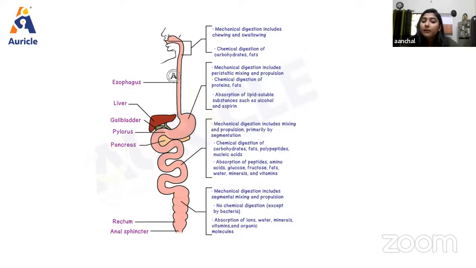Then lastly we have the large intestine. Mechanical digestion includes segmental mixing and propulsion. Here the large intestinal juices are also present, so there will be a mixing of food with the large intestinal juice. No chemical digestion occurs here except the digestion by bacteria, and there is maximum absorption of water here, so that feces formation can occur. Absorption of ions, water, minerals, vitamins, and organic molecules also occurs there.